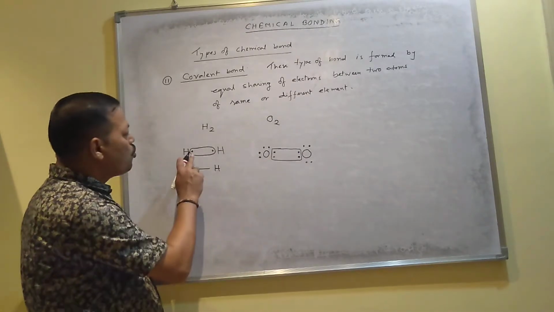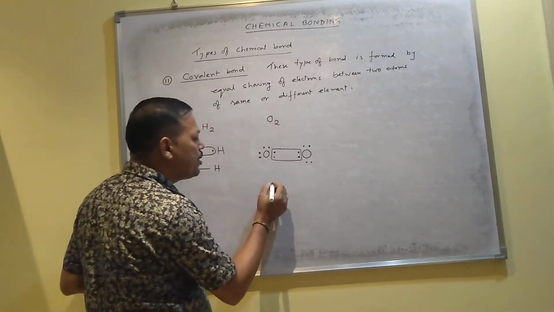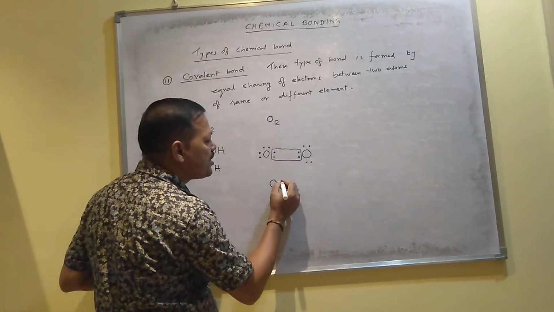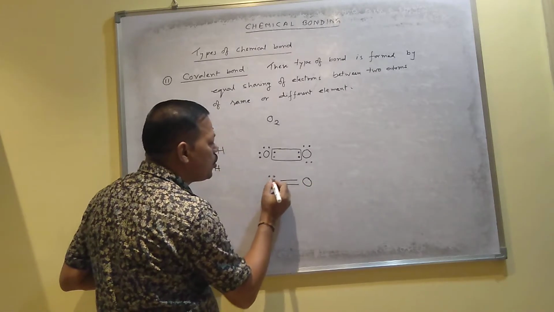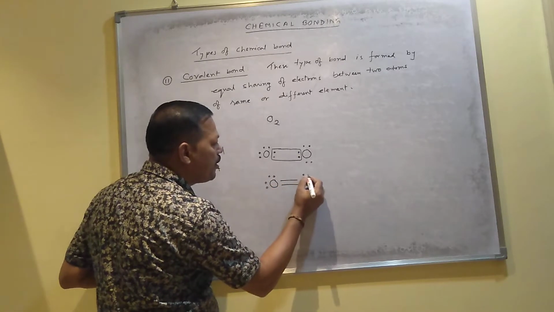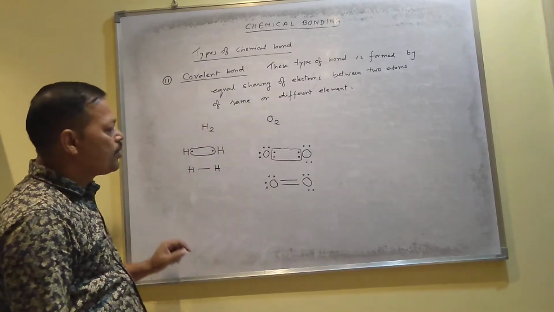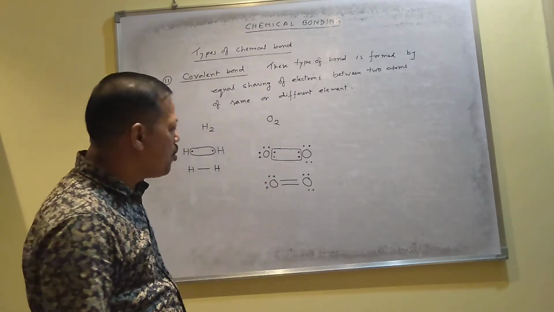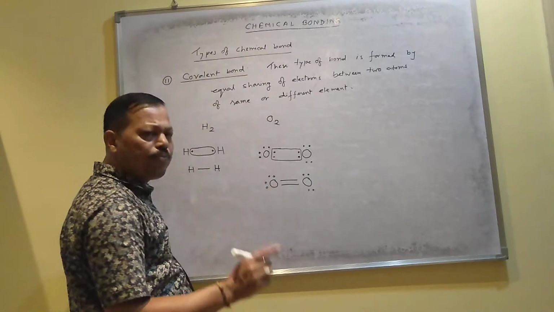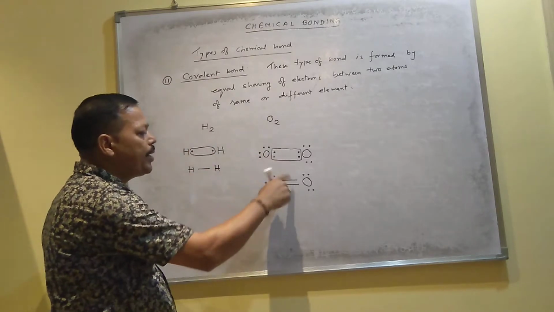So here one pair of electrons takes part, that's why you get a single bond, but here 2 pairs of electrons take part in sharing, that's why you will get a double bond like this. And these are called lone pairs, which do not take part in bond formation. These are called lone pairs of electrons. So oxygen always has 2 lone pairs when it produces the bonds. So a covalent bond may be single, may be double.